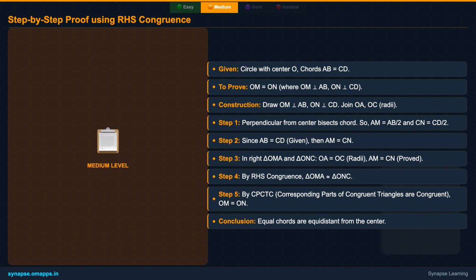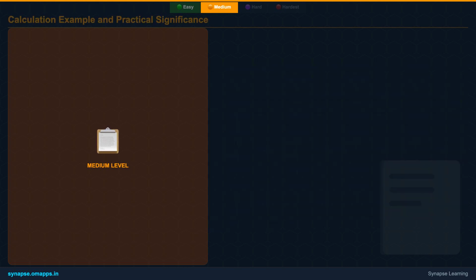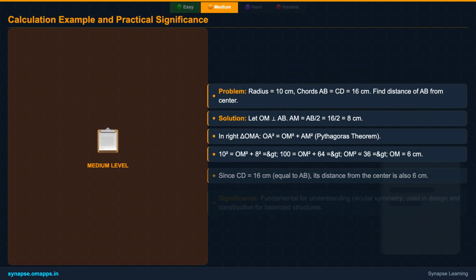Now, by joining OA and OC, which are both radii, we form two right-angled triangles, OMA and ONC. Using the right angle, hypotenuse, side, or RHS, congruence criterion, we can prove these triangles are congruent. This means their corresponding parts are equal, so OM must equal ON. And just like that, we've proved our theorem. Let's apply this proof to a calculation.